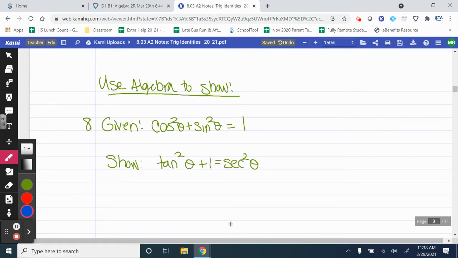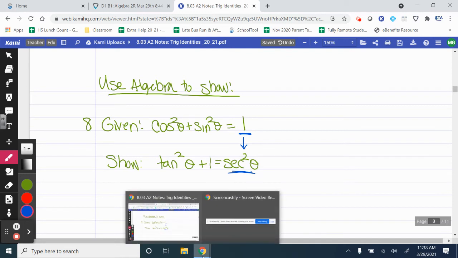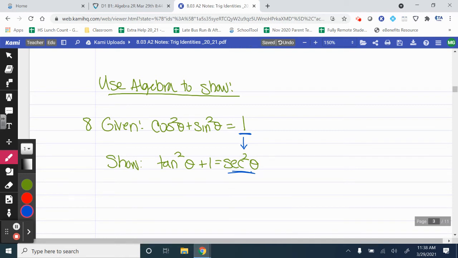So when you're doing this, I like to look at the end first and say, okay, well, I have it equal to 1. And in this equation, I need it equal to a secant squared. So think to yourself, 1 divided by what gives me secant? And hopefully you're saying 1 divided by cosine. But I want it to give me secant squared, so I would have to divide by cosine squared theta. So I'm going to rewrite my given again. Cosine squared theta plus sine squared theta equals 1.